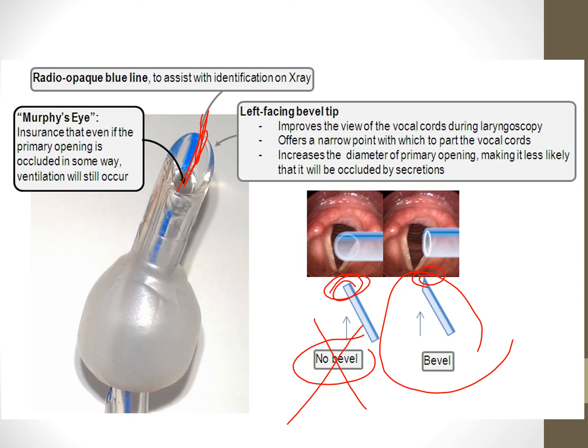So no bevel, problem. Bevel can be helpful, right? So we're going to put that in there. It's less likely to be occluded by secretions as well if it's beveled. So there's a lot of advantages here. I don't know of many tubes out there that aren't beveled. Now, however, I've seen non-beveled ET tubes be those non-disposable, reusable ones for those fast track LMAs. I've seen them like this where they have no bevel. So that's a whole separate situation, of course.